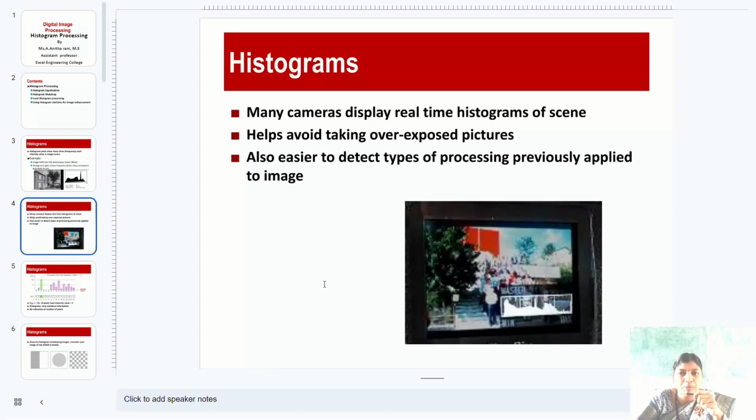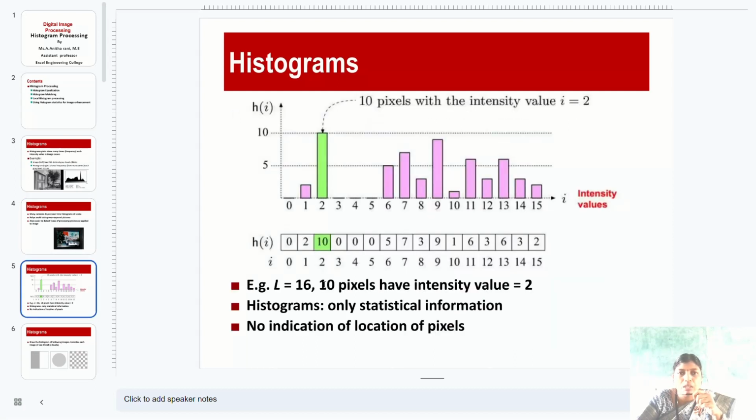So this is a real image of a histogram of a screen, so it is not viewable properly, hence we are going to avoid it by taking overexposed pictures. It is also easier to detect the types of processing previously applied to an image.